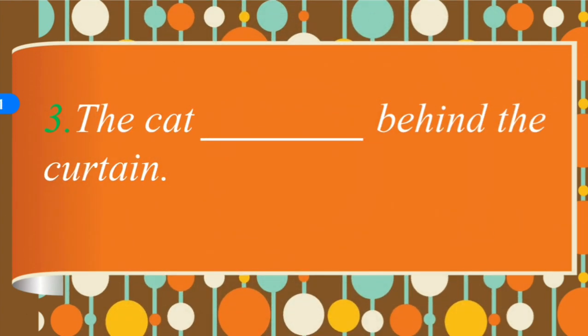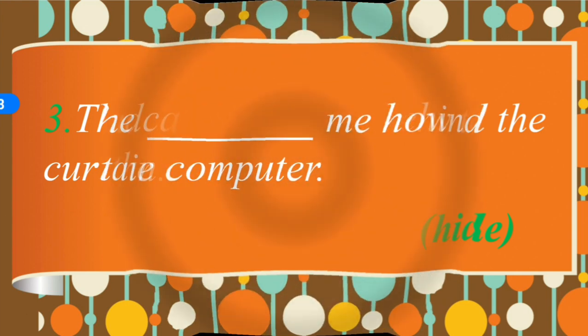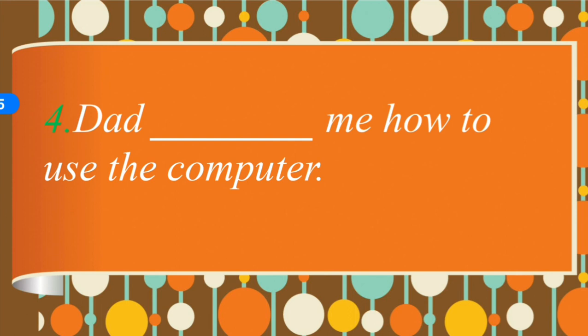Next one. The cat dashed behind the curtain. The verb that is given to us is hide. Now children, this is an irregular verb wherein you have to just remember the past form. And the past form of hide is hid. Right? Next one. Dad dashed me how to use the computer.